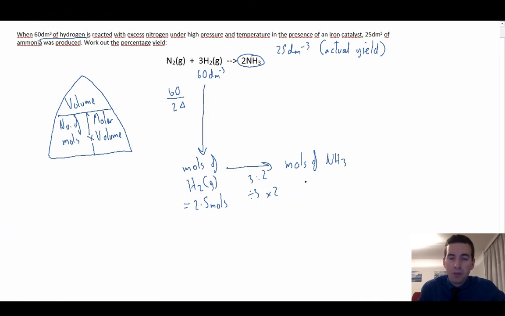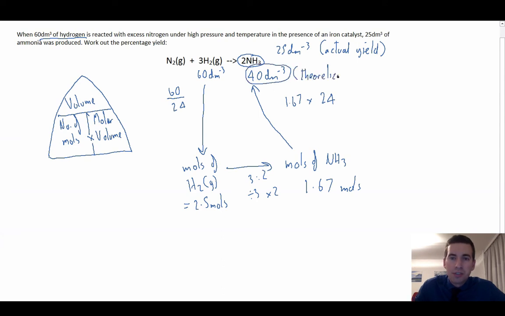And that gives you 1 2/3 moles. But remember to keep the full number in your calculator for the next step. So to work out the theoretical yield, you need one more step, and that's to work out the volume of ammonia. So it's the number of moles multiplied by the molar volume, which gives you 40 decimeters cubed. Okay, so we've worked out theoretical yield. This is how much ammonia could have been produced if everything went perfectly.